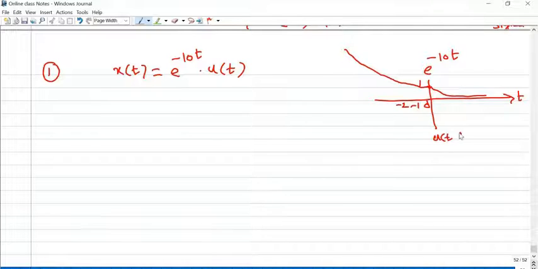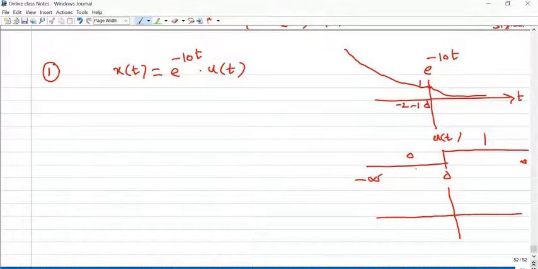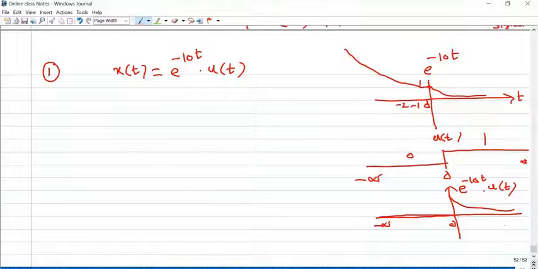What is the sketch for the unit step signal? From minus infinite to 0, it is 0, and from 0 to infinite, the magnitude is 1. If you multiply these two signals, the resultant is 0 multiplied by this value, which is 0. So you will get only the positive side: e power minus 10t times u of t. From minus infinite to 0, nothing is there. From 0 to infinite, your function is e power minus 10t times u of t.